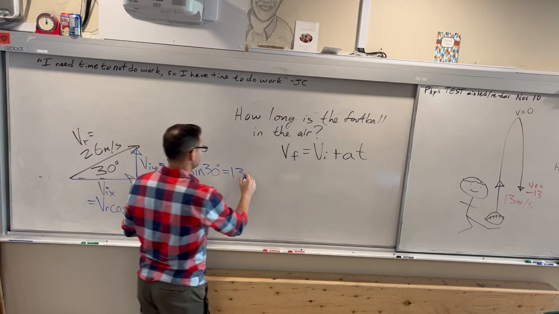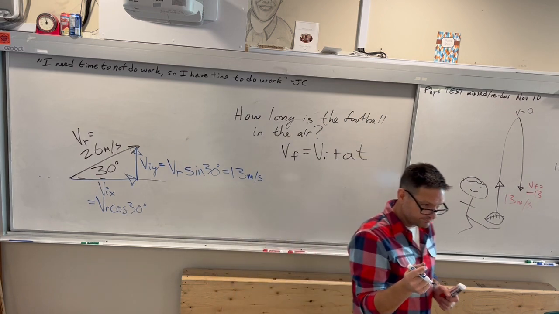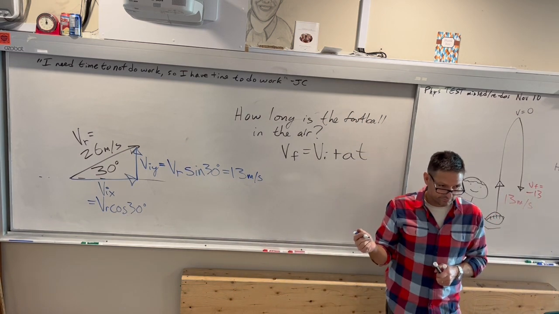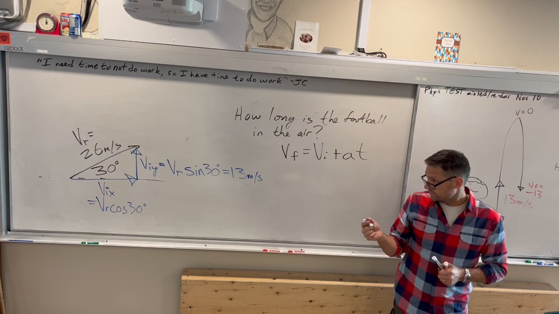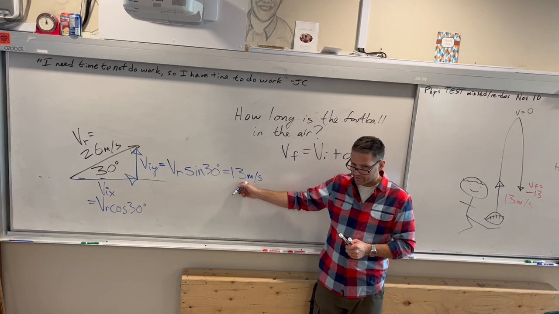Okay, so this is 13 meters per second. Right away, when you saw that, what did you notice? It's half of 26, yeah. That's because the angle is 30 degrees. But what else, where do you recognize this number from?